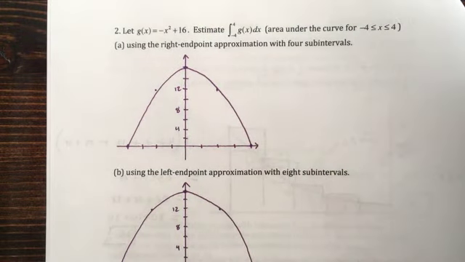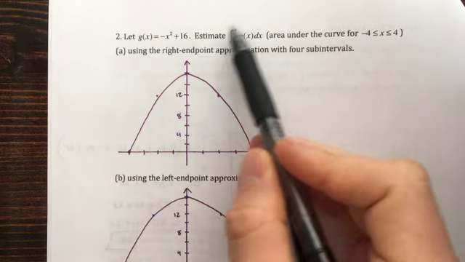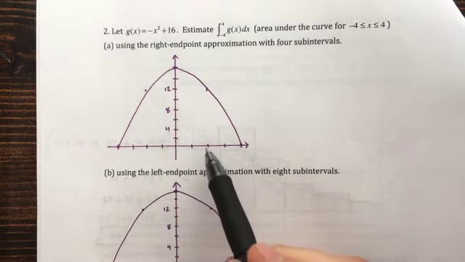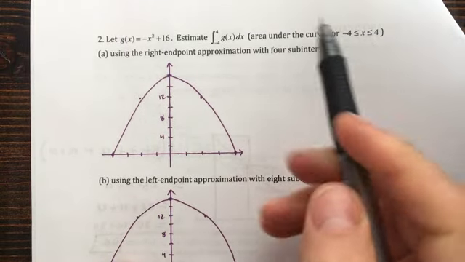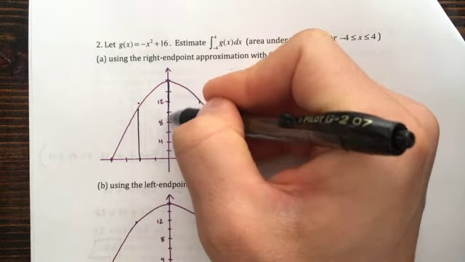Turning to the back here, a few more examples. So now we've got negative 6x squared plus 16. They want us to find the area between negative 4 and 4 using a right endpoint approximation with 4 subintervals. So we've got a length of 8, so we're going to have basically a width of 2.